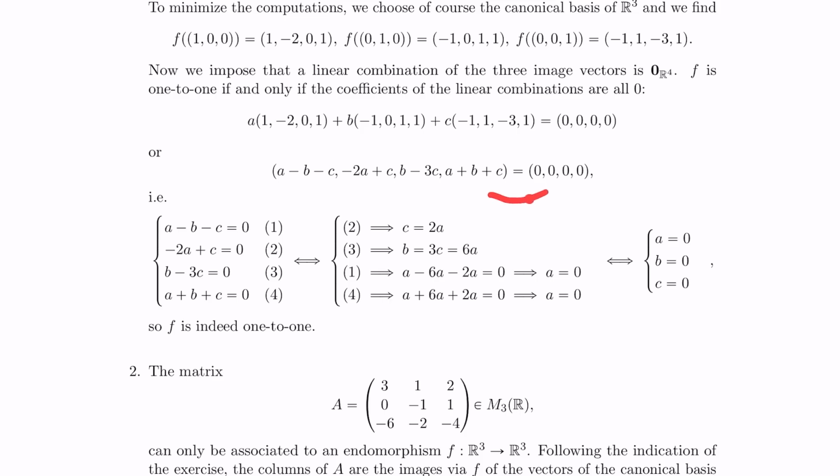To do that, we know that we have to translate this vector equation into this system of linear equations. If you follow the very easy computations that I wrote, you check that indeed all the coefficients must be 0, and so f is 1-to-1.